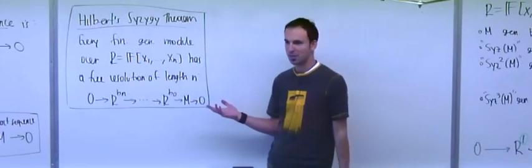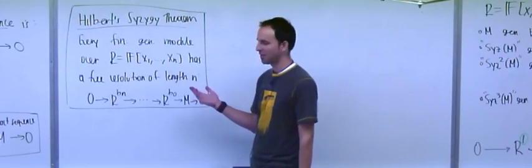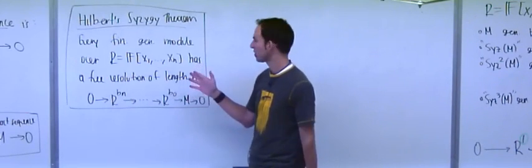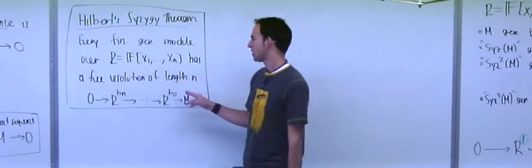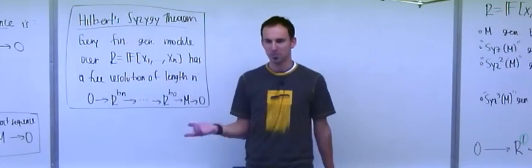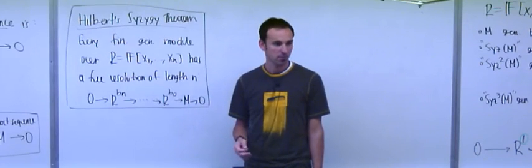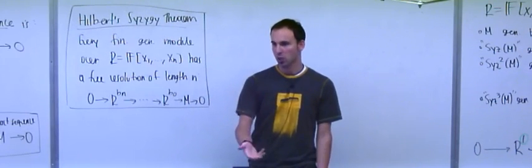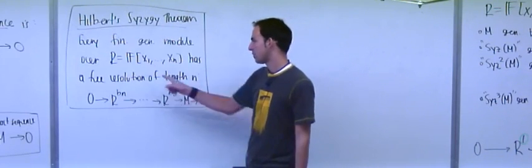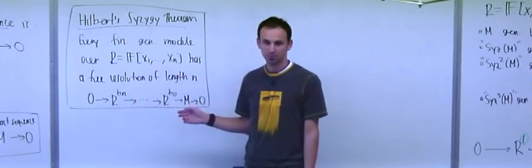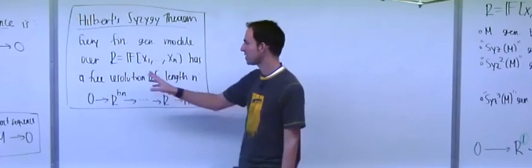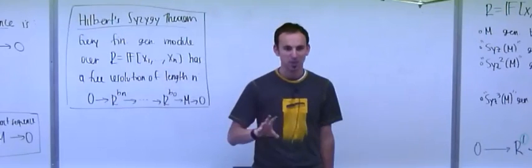Well, that's a very silly special case of Hilbert's syzygy theorem. If you don't have variables, then you have a free resolution of length 0, which means you didn't need to do anything. But as you add more variables, this gets more complicated. And with n variables, you might need n steps. But that still means that these rings are relatively tame. They're relatively well behaved.